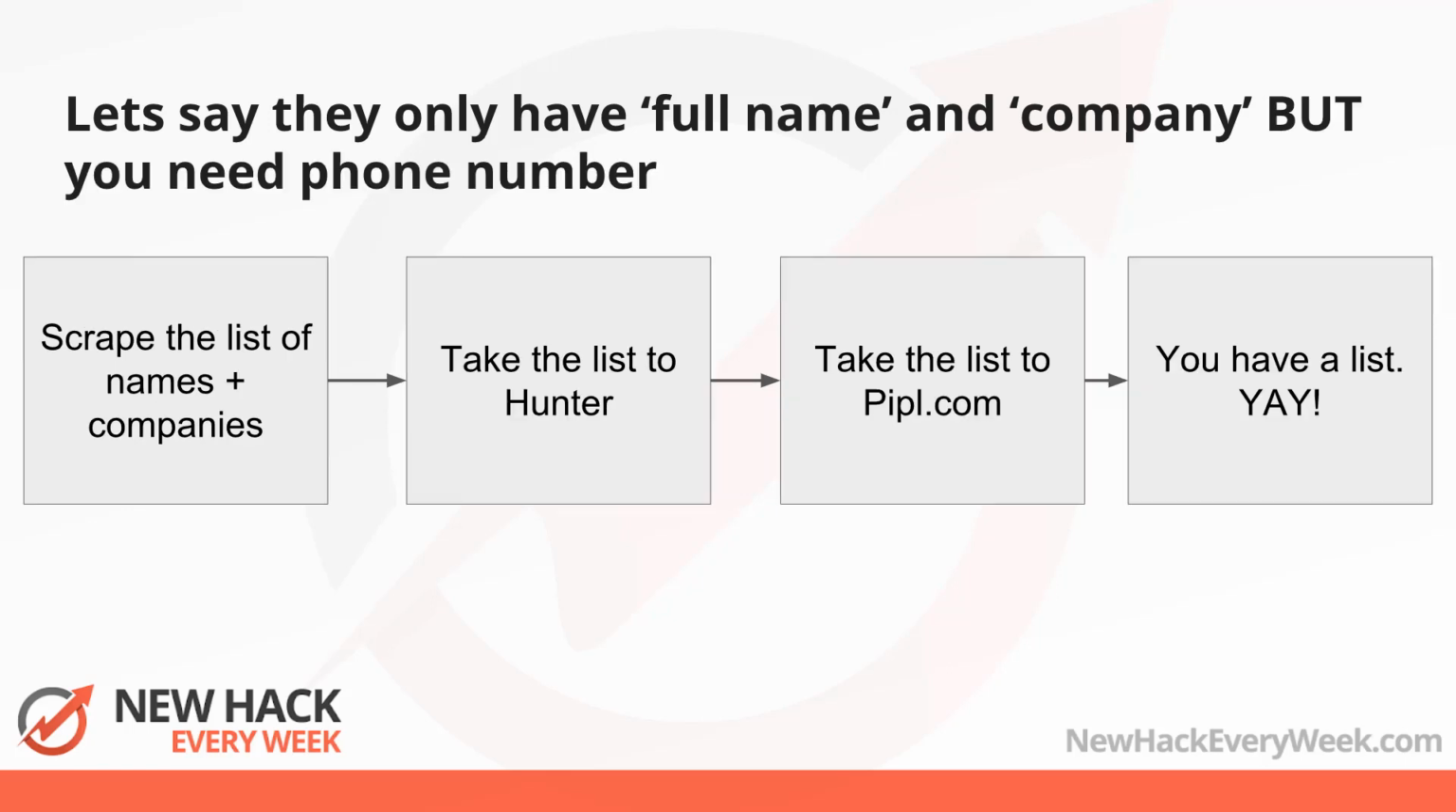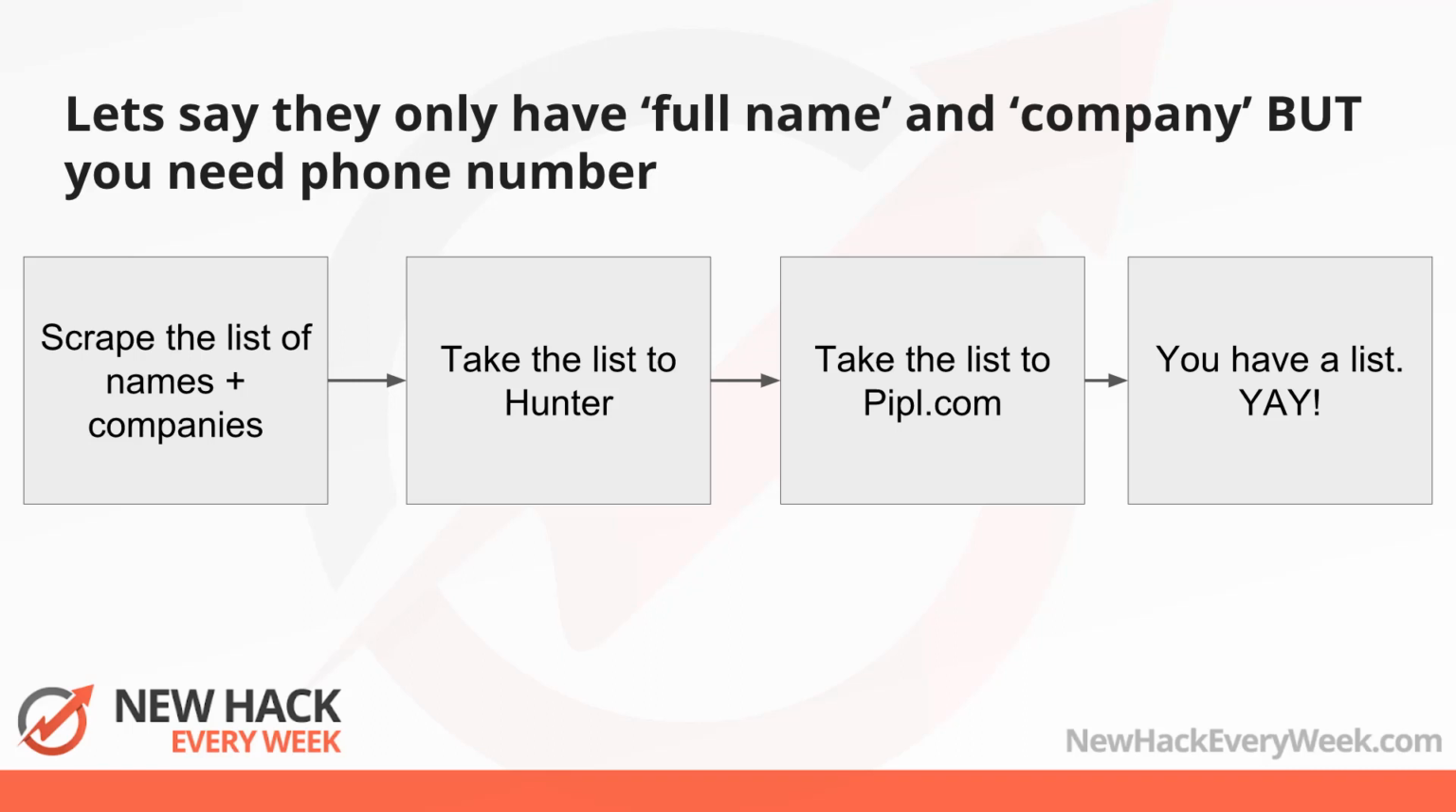Let's say that you've got full name and company, but you need to get the phone number. Well, then we've got an extra step. So we'll scrape this list and we'll have a CSV that's got everybody's names. It might be a full list of all the plumbers in Alabama, right? So we've got a list of plumbers' names, a list of their companies, but we need their phone numbers.